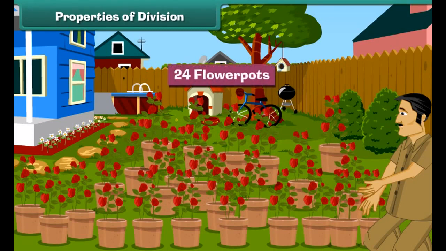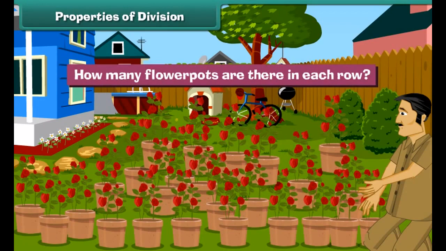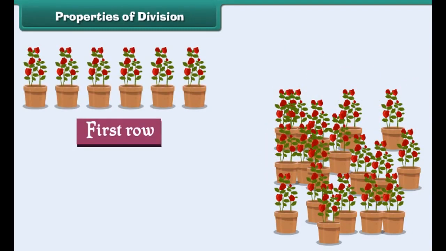Properties of division. Division is the reverse of multiplication. It is repeated subtraction. Let us learn to divide now. Look at this picture. There are 24 flower pots in the garden. The gardener has arranged the flower pots in 4 rows. How many flower pots are there in each row?